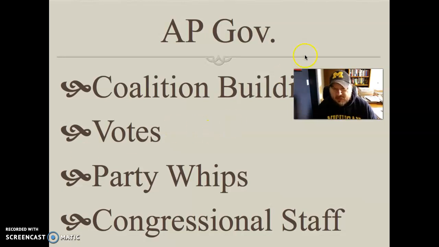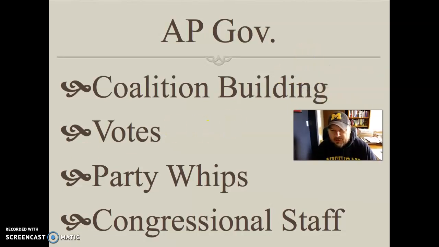Let's talk a little bit about coalition building within Congress. We went over how a bill becomes a law, and we know that it needs to pass through the House, and also needs to pass through the Senate in order to get sent to the president's desk. To do that, there needs to be a lot of what's called coalition building, meaning you've got to get the right amount of votes. In the Senate, that means it's a majority.